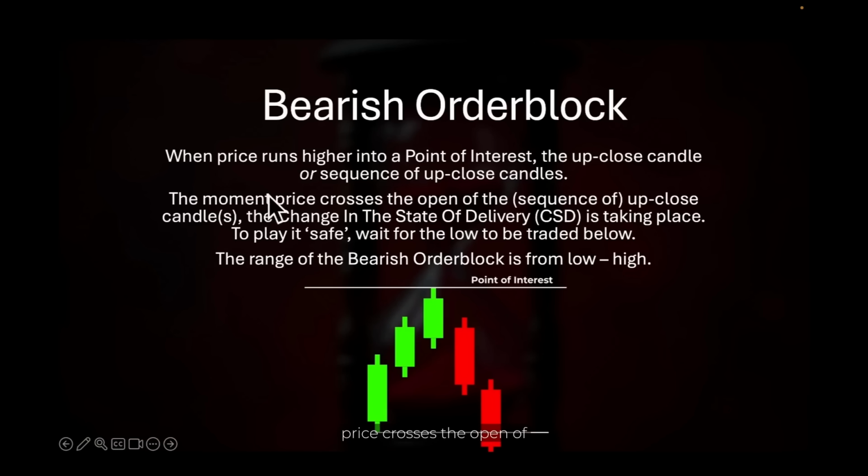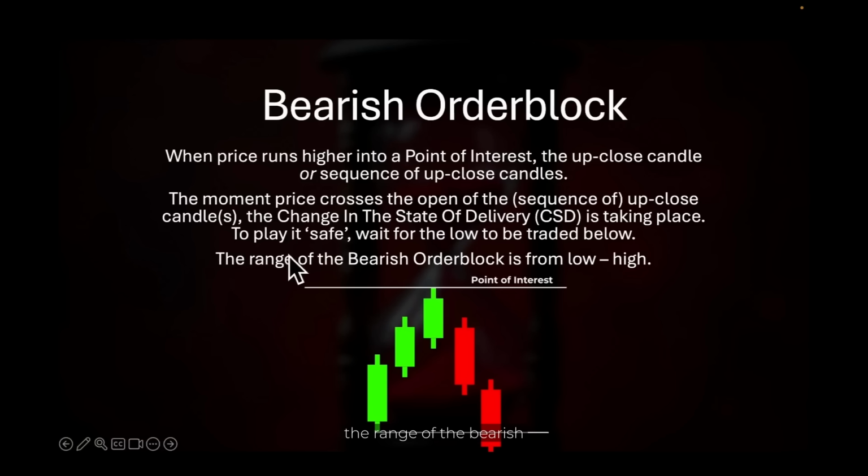Meaning, the moment price crosses the open of the sequence of up-close candles, or just the open of that first candle, the change in the state of delivery (CSD) is taking place. To play it safe, wait for the low of that sequence of up-close candles to be traded below. The reason why is because when you see the market displace below the low which set up the repricing into the point of interest, from that moment in time, you can say with confidence, all right, we have likely formed a high and we're now going to turn around.